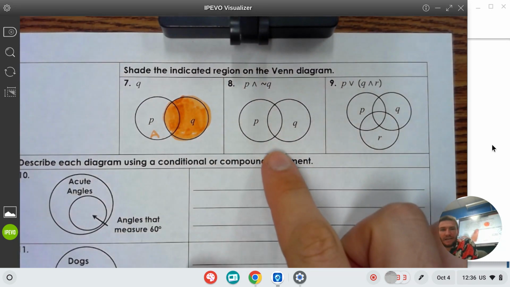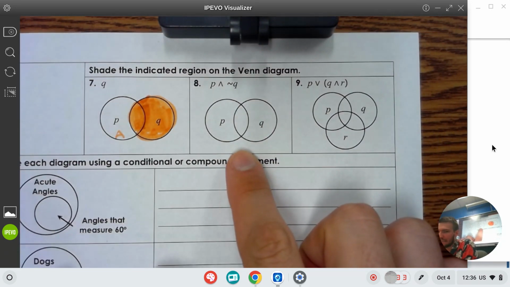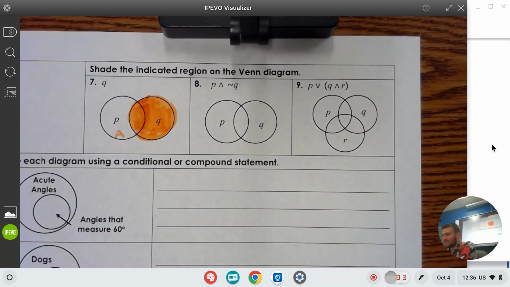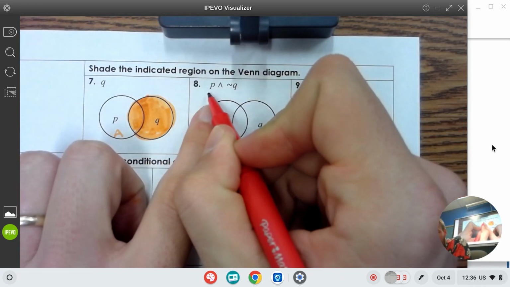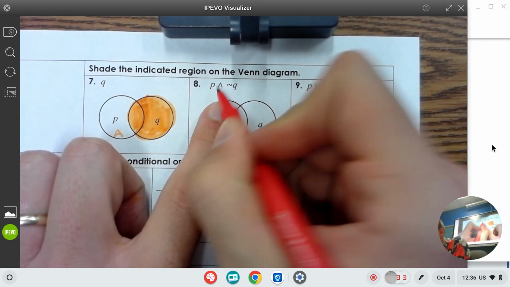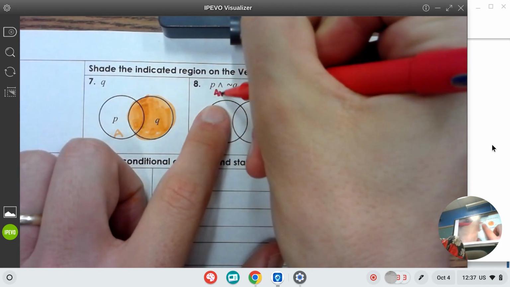Then we can look at 8. And you can see already it's starting to get a little wild up there, okay? Let's decipher what this stuff means. P, okay, sure. Is that an and or an or symbol? That is an and symbol.